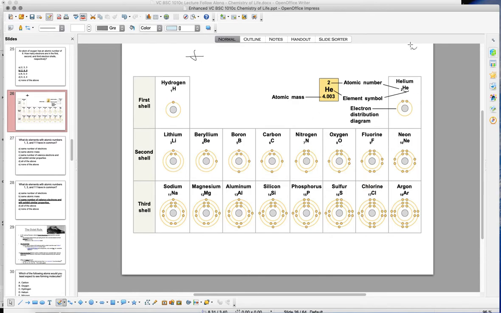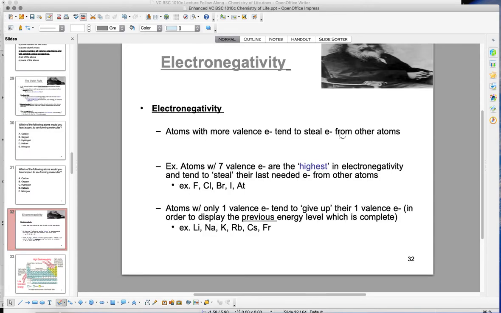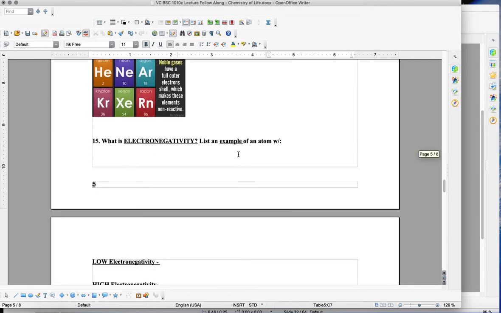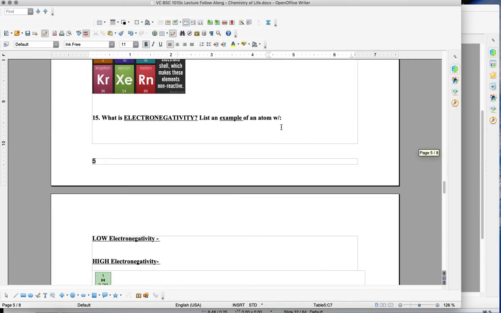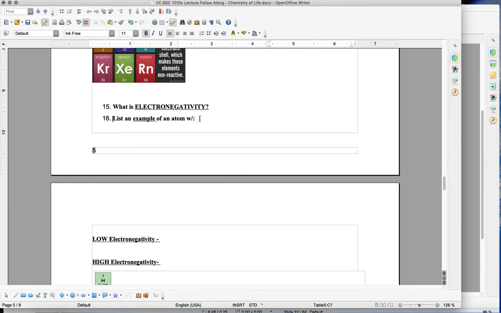But atoms over here are very high in electronegativity because they've got a lot of electrons in their outer shell. They're very, very aggressive. Okay, so that's what electronegativity is. It's going to be highest in atoms that have a lot of valence electrons, for example 7, like fluorine, and ones that do not have a lot are not going to be very electronegative. So what is electronegativity? List an atom as an example with low and high.